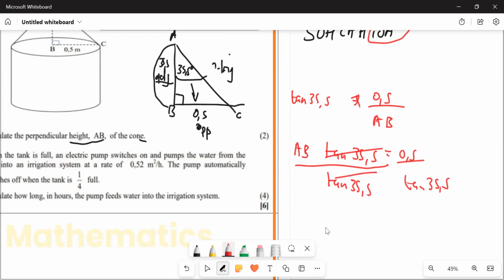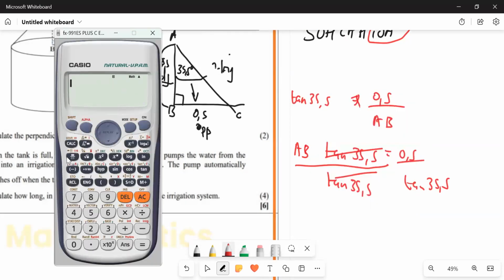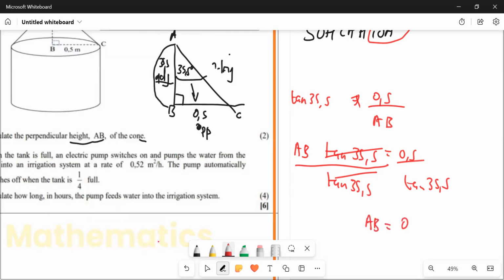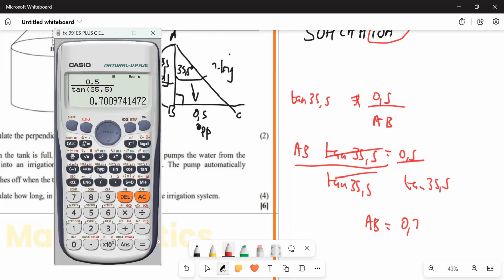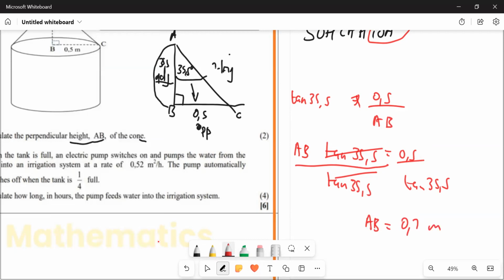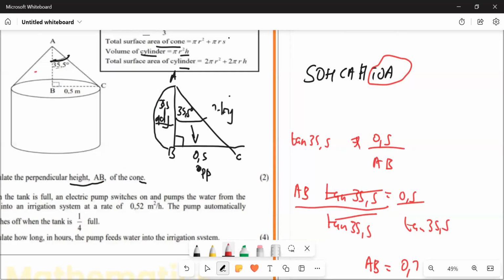Then you take out your calculator and type this. You're going to have 0,5 all over the tan of 35,5. And then we get what? So AB is going to be equal to 0,70 if we round off to 2 decimal places. Okay, now we know this one. If this one is 0,70, this one is 0,70 meters, and this one is also going to be 0,7 meters.